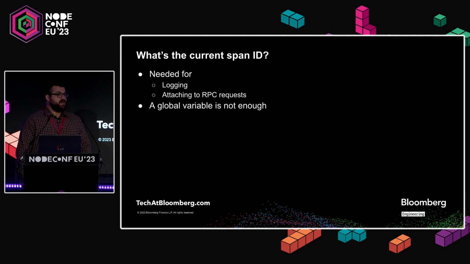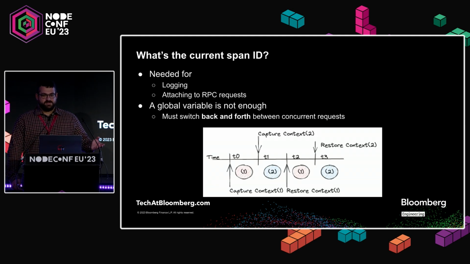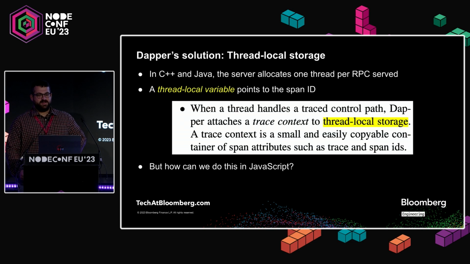You'd think, well, maybe store this in a global variable. But this doesn't work because in a system like Node.js, you have a single thread handling multiple different requests and going back and forth between them as asynchronous I/O completes. So it can look like this: you start one request, it's red, then you go to blue, and you have to go back and forth.